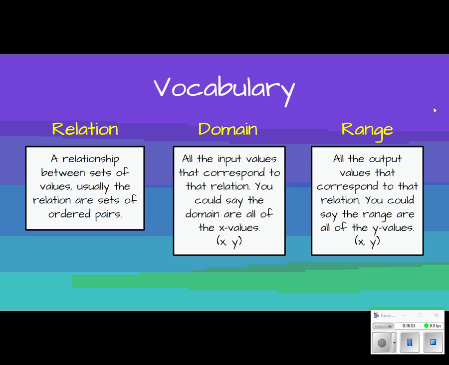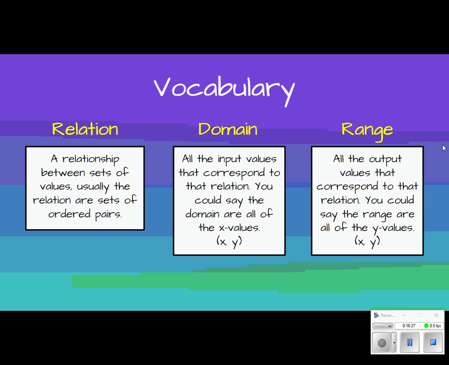Range are all the output values that are the y values. So range, output, and y values are all the same words, mean the same thing. So I could say, hey, what's the output, or hey, what's the range, or hey, what's the y values, and all of those should generate the same answer, same response from you.